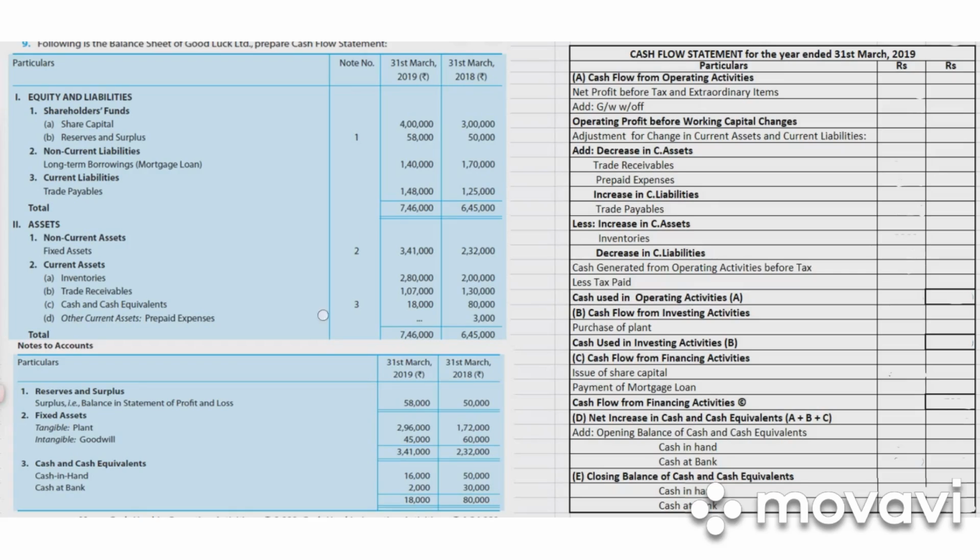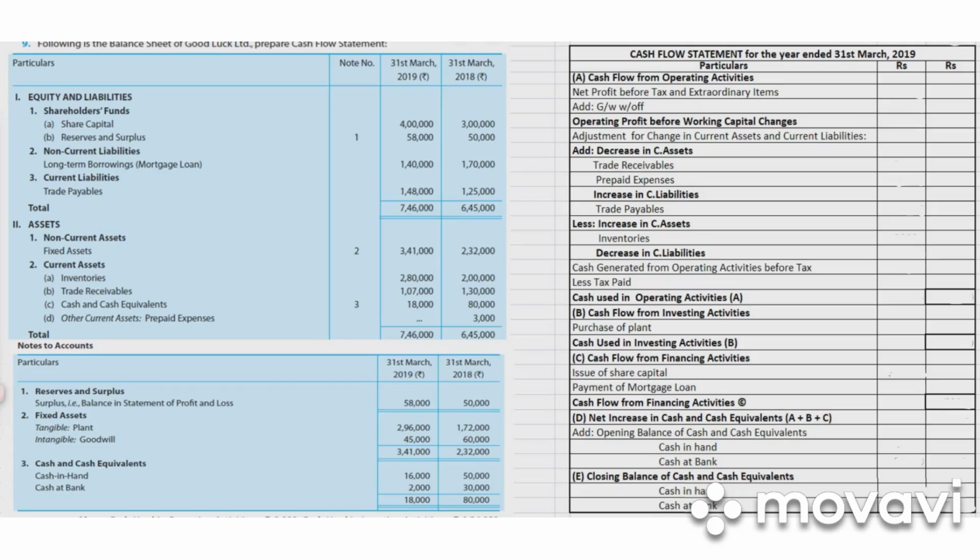So the first step, we pick up the net profit after the adjustment. As I have already told you, there is no adjustment with regards to net profit, so we pick up the net profit directly. So how is this solved? Now you see reserves and surplus. You look at the notes to accounts: 2019 it is 58,000, 2018 it is 50,000. That means the previous year net profit was 50,000 and the current year's net profit is 58,000.